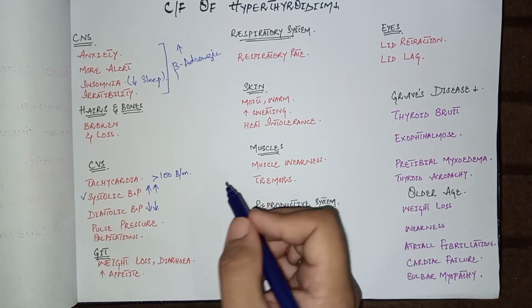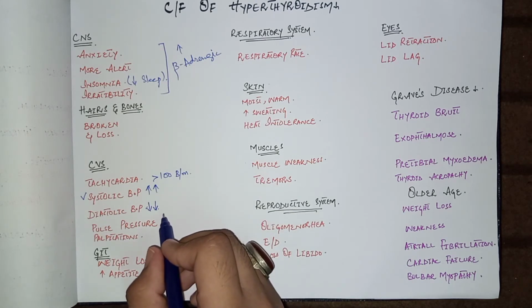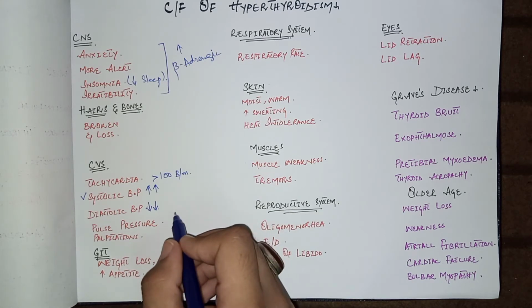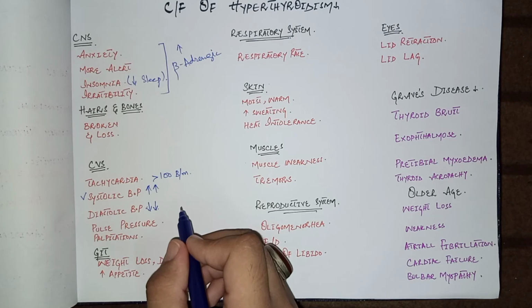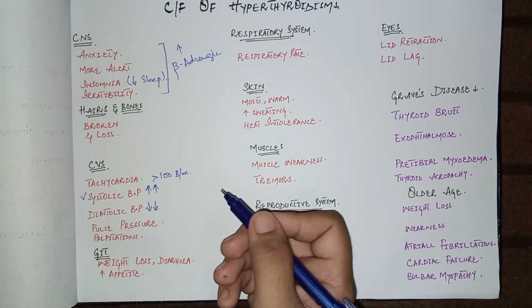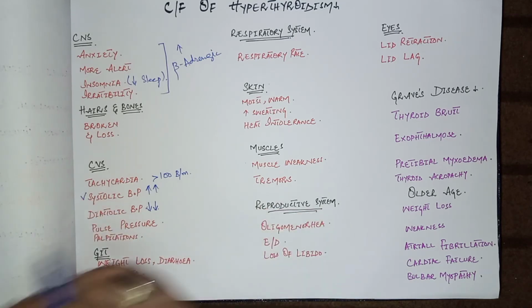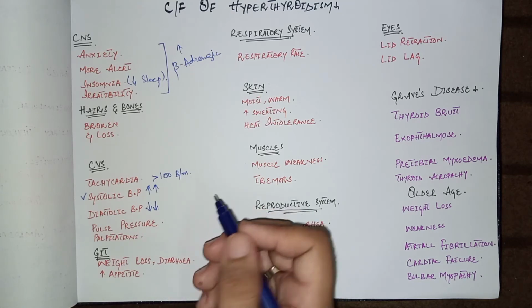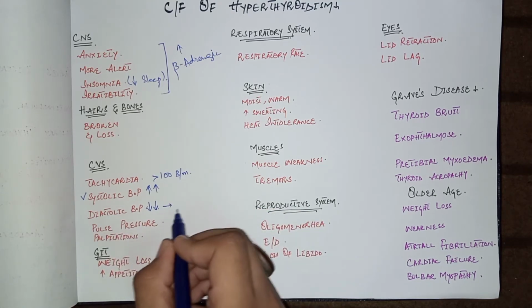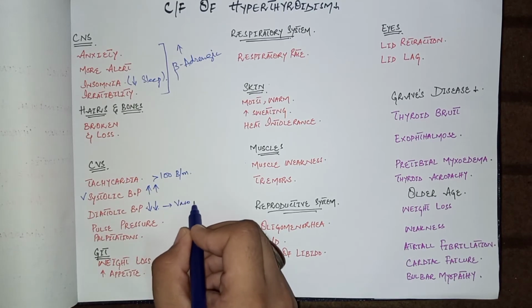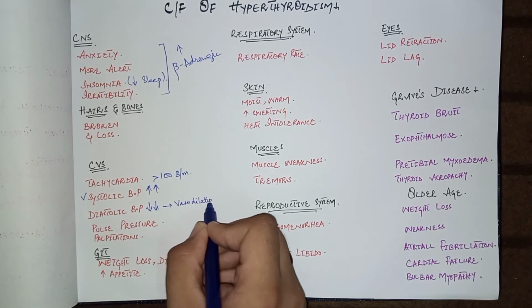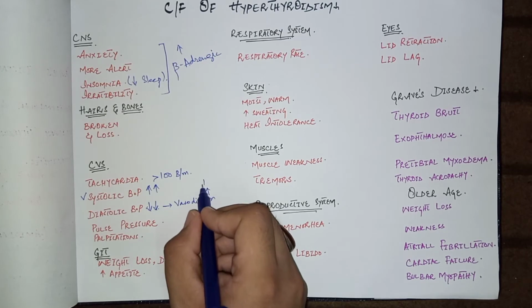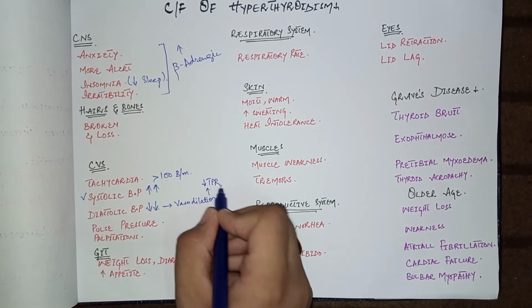As we know, the sodium potassium ATPase pump is working more, and more ATP is generated in hyperthyroidism. Due to overproduction of ATP, heat is generated in the body. Due to this heat generation, vasodilation may occur, and this vasodilation decreases the total peripheral resistance.